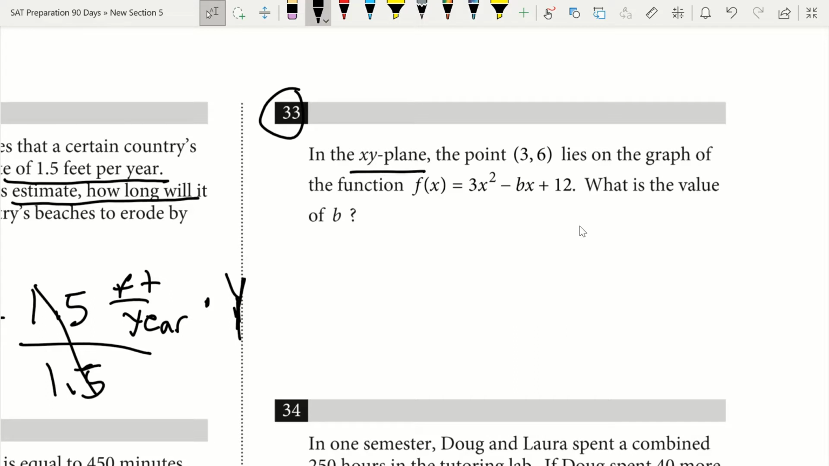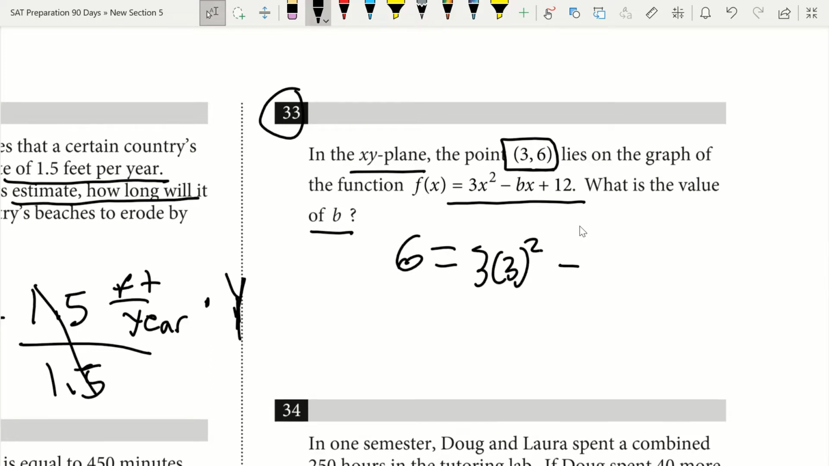So we've got in the xy plane, the point (3, 6) lies on the graph of the function f of x equals 3x squared minus bx plus 12. What is the value of b? All right, well, what we're going to do here, since we have this point, is plug it in. Okay, so we have 6 as our y, so 6 will be what f of x equals. All right, and that's going to equal 3 times 3 squared minus bx.